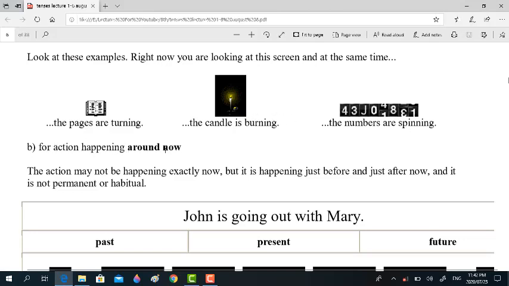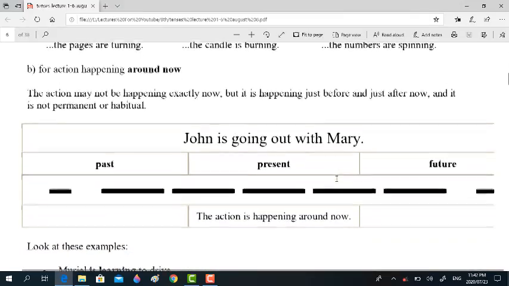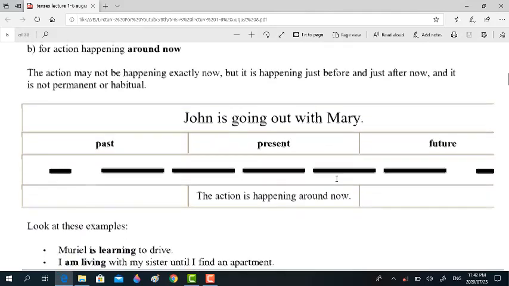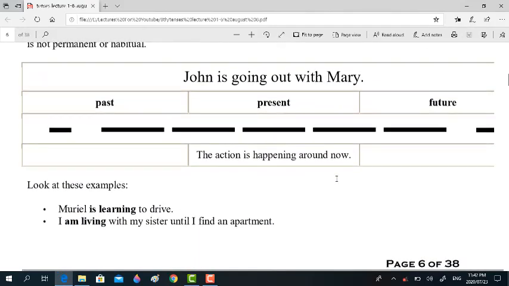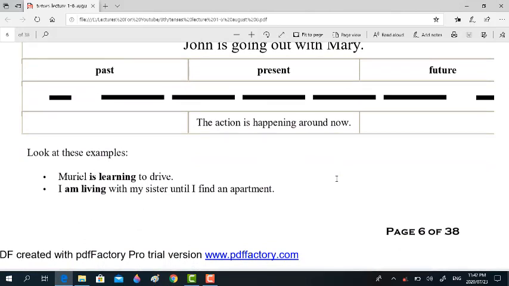For actions happening around now, the actions may not be happening exactly now, but it is happening just before or just after now, and it is not permanent or habitual, right? John is going out with Mary. This action is happening around now. Look at these examples. Muriel is learning to drive. I am living with my sister until I find an apartment.